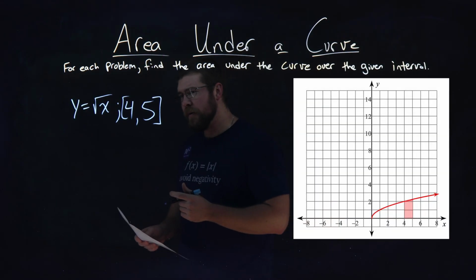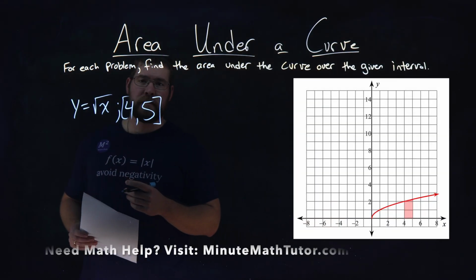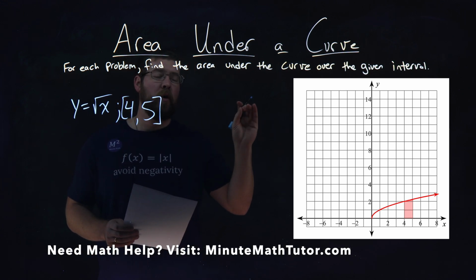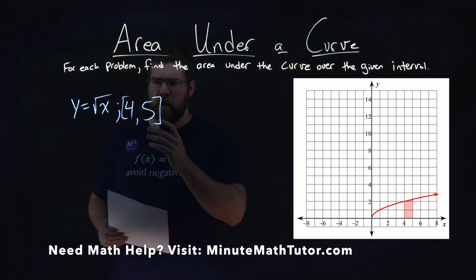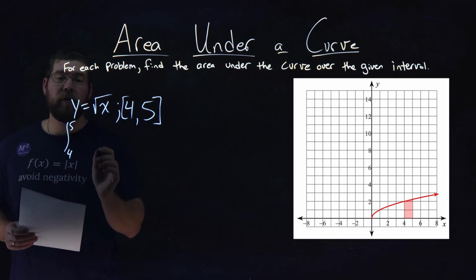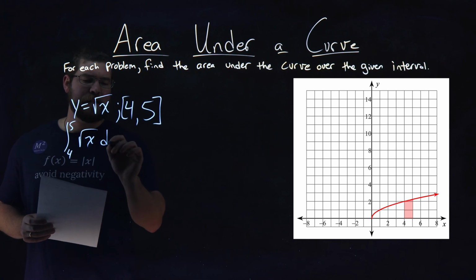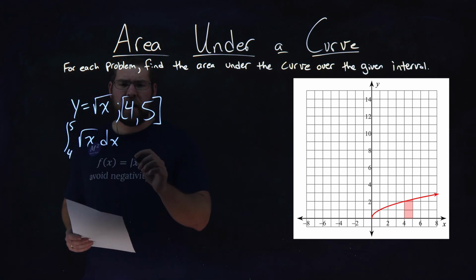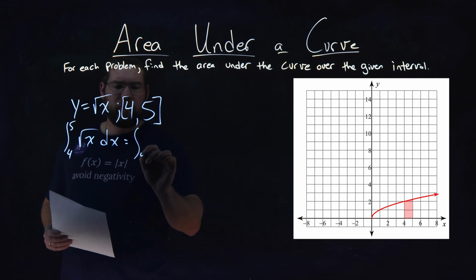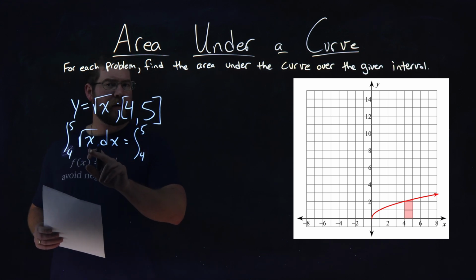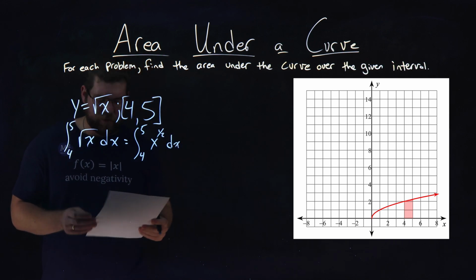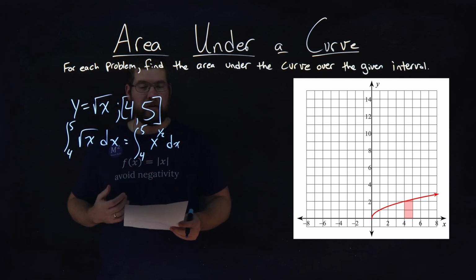We're given this problem right here. y equals the square root of x on the interval from 4 to 5. And we want to find the area under the curve over this given interval. First, we need to set up our integral. The integral here from 4 to 5 of our function, square root of x dx. Not bad. Now I like to rewrite this so we can see that. I like to rewrite the integral from 4 to 5, but instead of the square root of x, I have it as x to the 1/2 power dx. Personal preference for me and how I like to solve this integral.